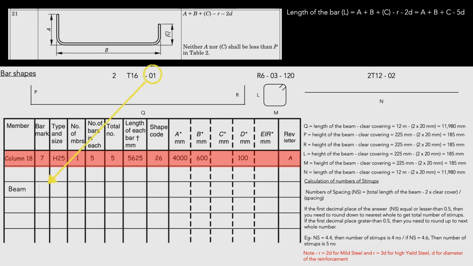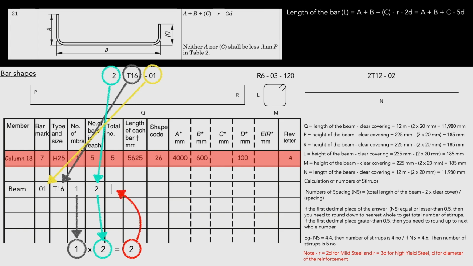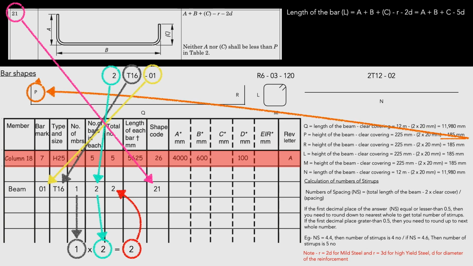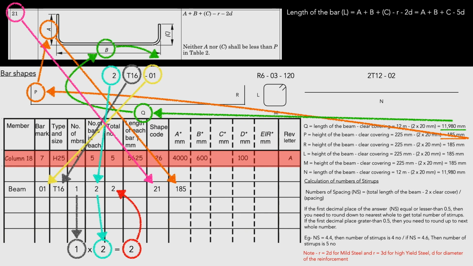8666, 2005 standard. As per the schedule, length of bar number 1 is calculated by using the A plus B plus C R minus 2D formula and the different lengths are as follows. One beam is considered in this example, therefore number of members is 1. Type and size of the bar is high yield bar with 16 mm diameter and the shape code is 21. There are two bars of bar number 1 in this concrete element. Identification and allocation of other details are shown in the video.